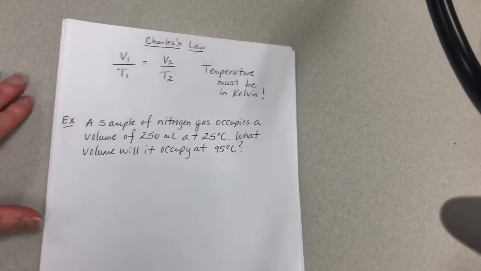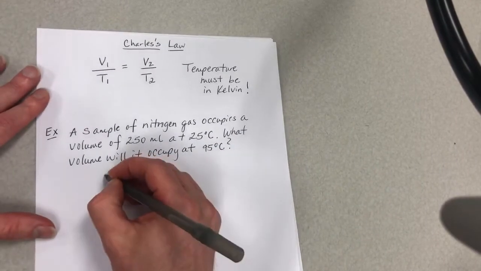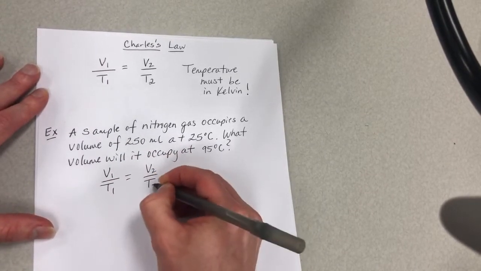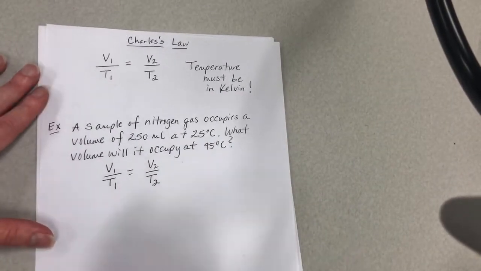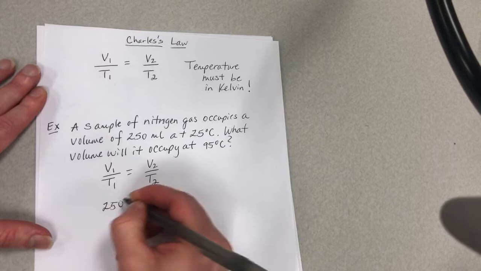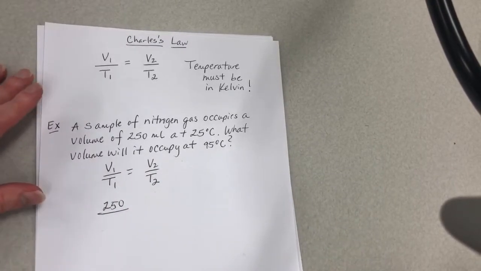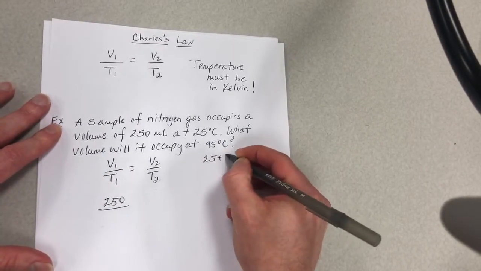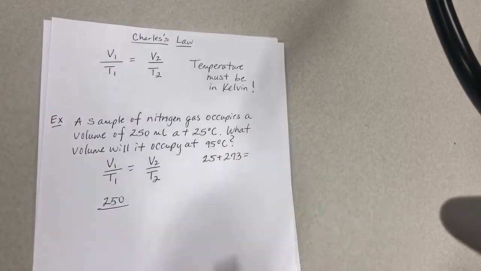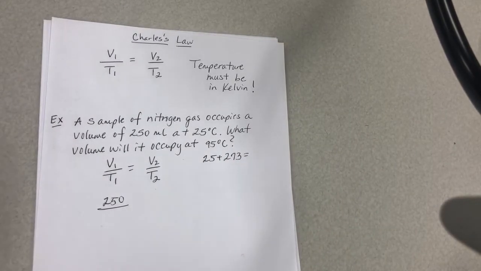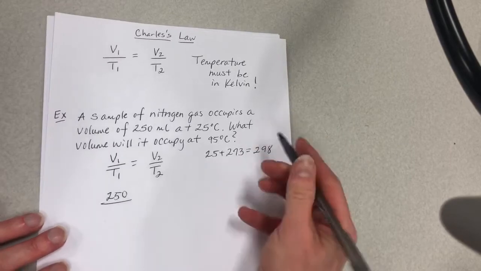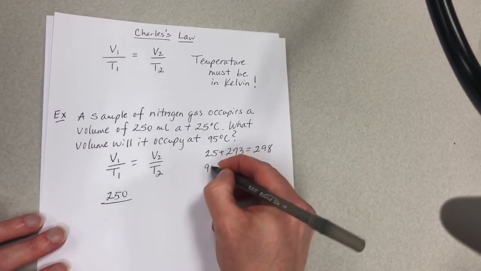Okay, so we're going to use our formula V1 over T1 is equal to V2 over T2. Now, our first volume is going to be 250. Our first temperature is going to be 25 degrees Celsius. Well, we got to convert that to Kelvin. So to go to Kelvin, we add 273 to it. So 25 plus 273 comes out to be 298. Now our T2 is 95. Let's go ahead and convert that to Kelvin also.